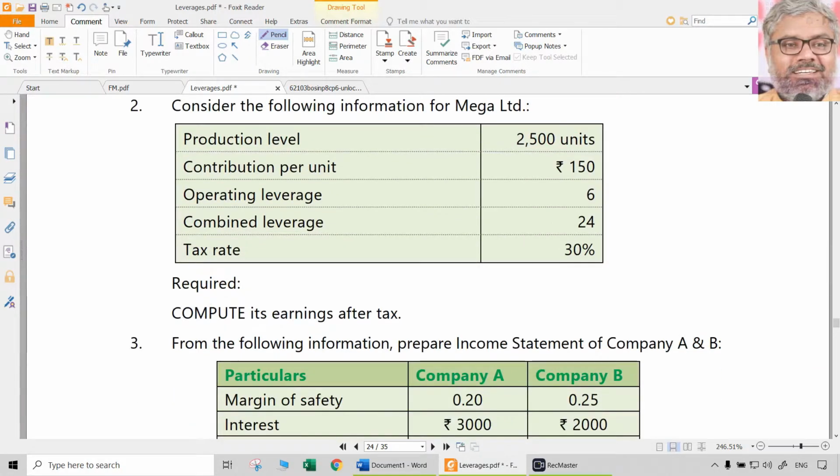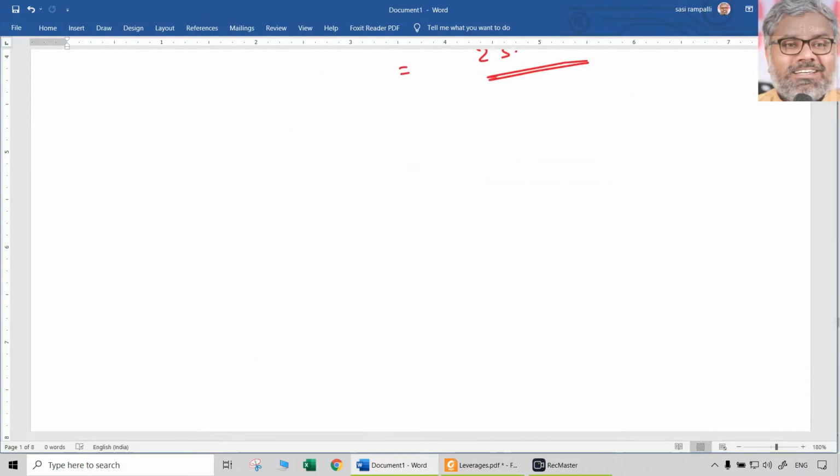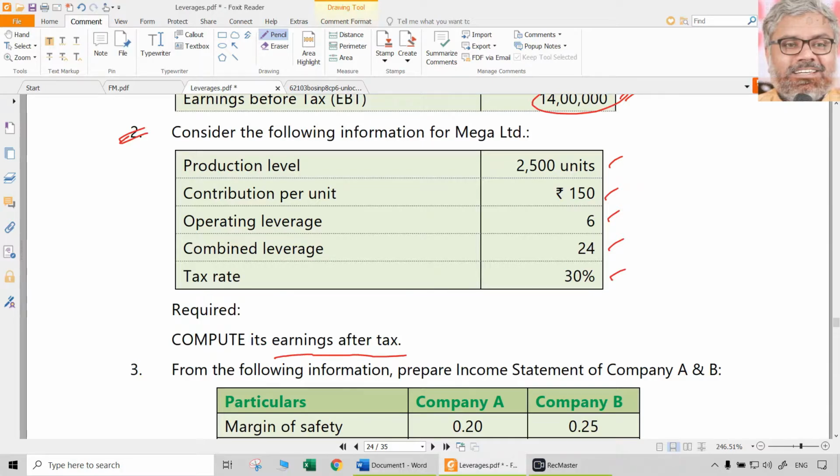Then second question. Consider the following information for Mega Limited. Production level is 2,500 units. Contribution per unit is already given. Operating leverage and combined leverage are given. Tax rate is given. What is required is compute earnings after tax. So again, we have to be thorough with the formula and substitute in the formula relevant ones.